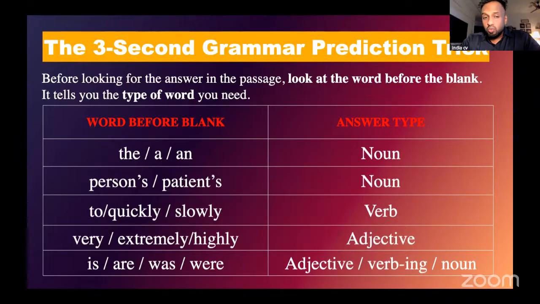Words like to, quickly, slowly, obviously, the answer is going to be a verb. Verb means an action. Going, doing, coming, causing, affecting, these kinds of words. Words like extremely, highly, very, if you see these words, the answer type is going to be an adjective. Adjective is nothing but which describes the verb. That's adjective. Words like is, are, was, were, your answer can be a noun or an adjective.